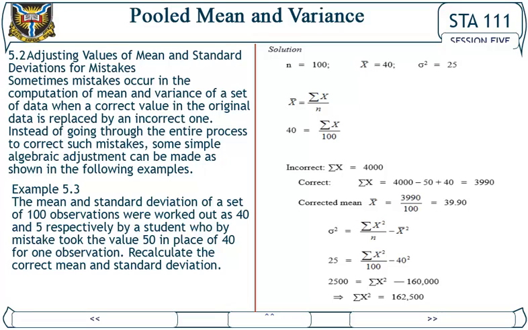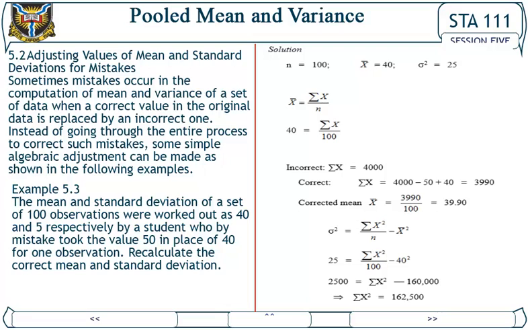x bar is equal to summation x over n. 40 is equal to summation x over 100. Incorrect summation x is equal to 4000. Correct summation x is equal to 4000 minus 50 plus 40, which is equal to 3990. Correct mean, x bar, is equal to 39.90.